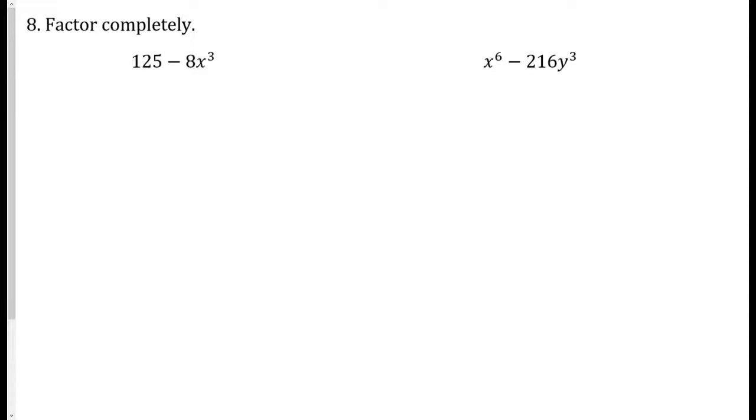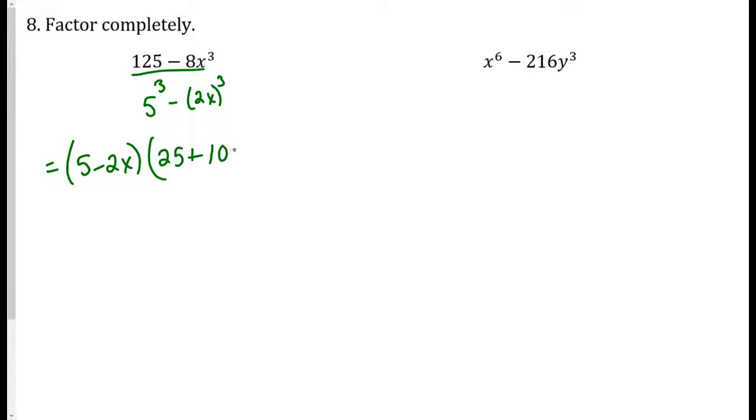8, factor completely. 125 minus 8x cubed. So hopefully you notice that this is 5 cubed minus (2x) cubed. So we can use the difference of perfect cubes identity and say that this expression is equivalent to (5 minus 2x) times the first term squared, plus their product, plus the second term squared. And then we know that we can't factor this expression anymore.